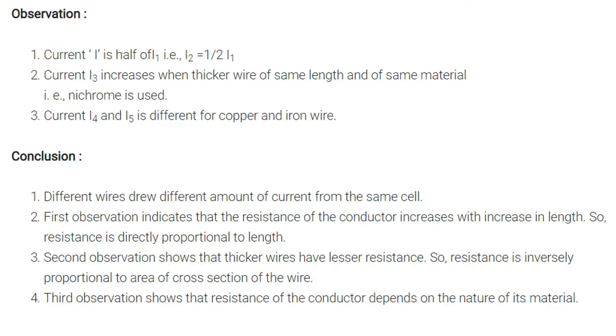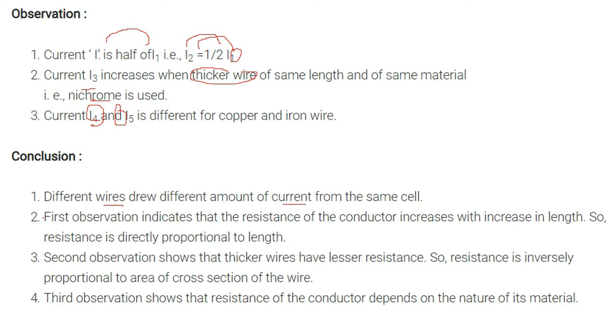So what we observe here is that current I2 is half of I1. The current I3 increases when the thicker wire of the same length and of the same material, that is nichrome, is used. And also currents I4 and I5 are different for copper and iron wire. The conclusion we draw here is that different wires draw different amounts of current from the same cell.